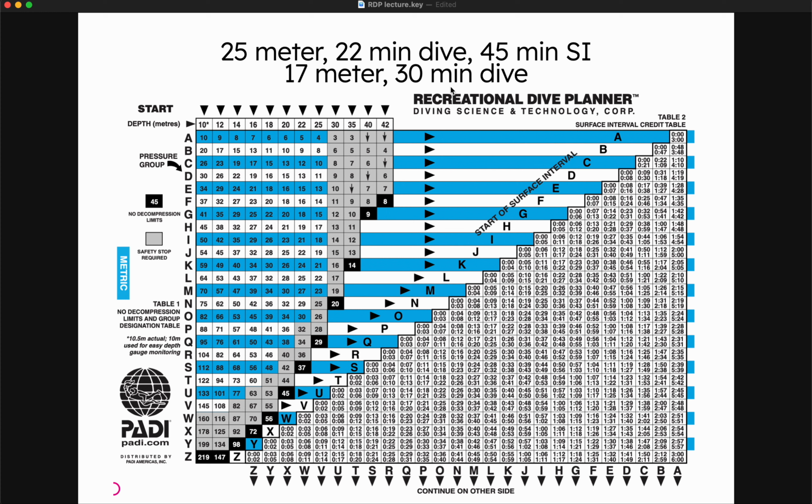dive for 30 minutes. So 25 meters, here's 25 meters, and then we're going to go down to 22 minutes. So here's 22 minutes, and now we're at pressure group L after the first dive. Then we spend 45 minutes at the surface. So we'll scroll along here. There's 45 minutes. And so after that surface interval, we are at pressure group E. All right, so pressure group E.